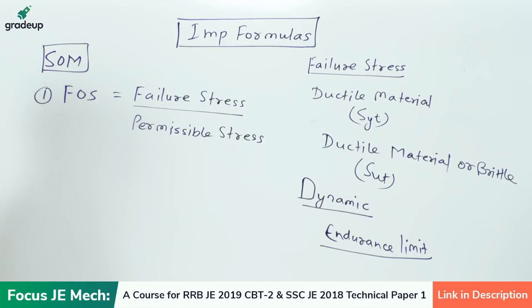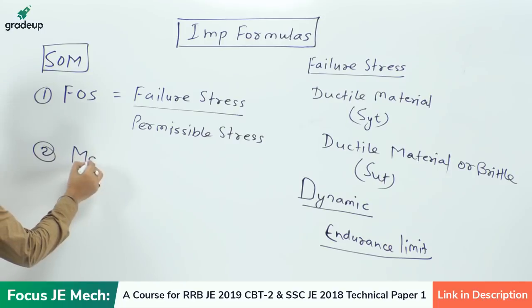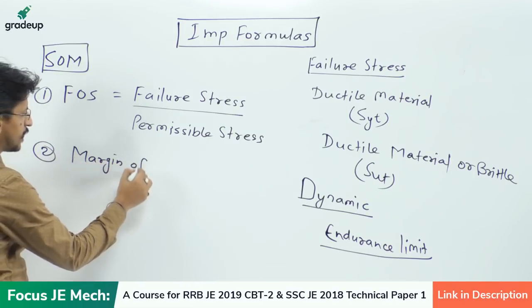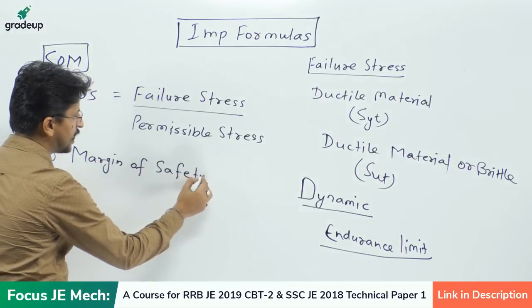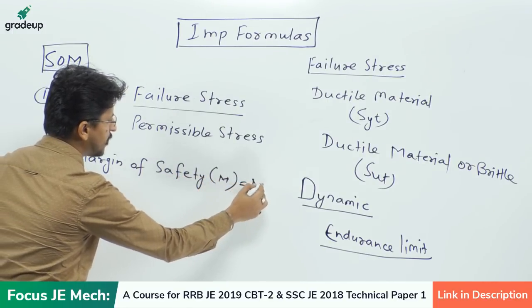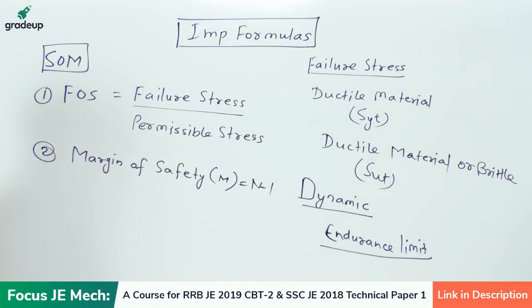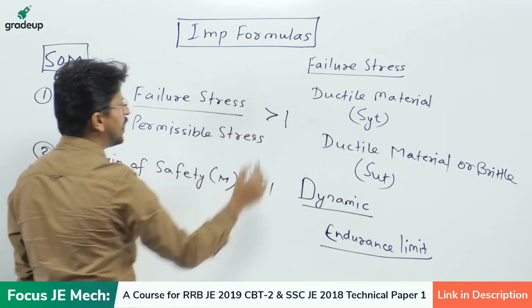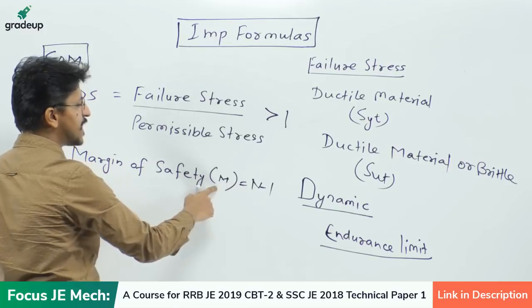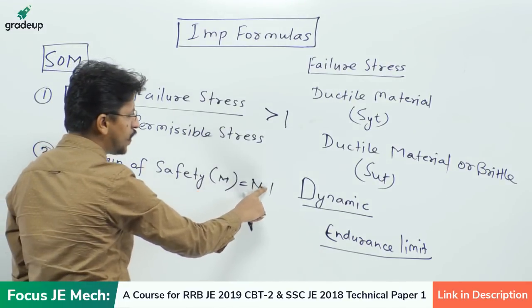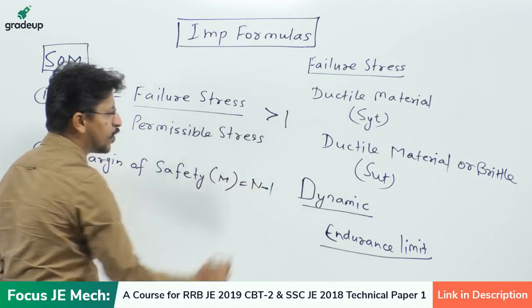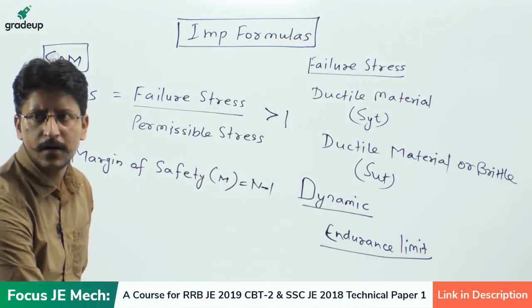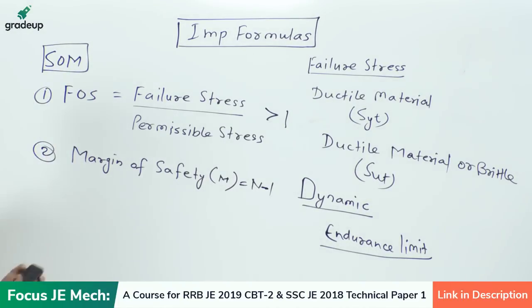Clear? Next, the next formula is related to this only, this is margin of safety. Margin of safety given by m is equal to n minus 1. Okay, n minus 1. n is your factor of safety. Factor of safety is generally taken greater than 1. So when n is greater than 1, this m will be greater than 0. If n is equal to 1, then this margin of safety m will become equal to 0. Clear? Okay. Is it okay everyone with these two formulas?